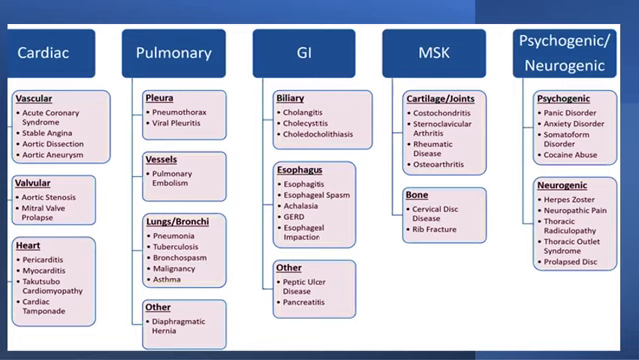So, what are the pulmonary causes of chest pain? The lung. We have pneumonia, TB, bronchospasm, malignancy, asthma, for example. The vessels, the pulmonary artery. Don't forget the pleurisy.